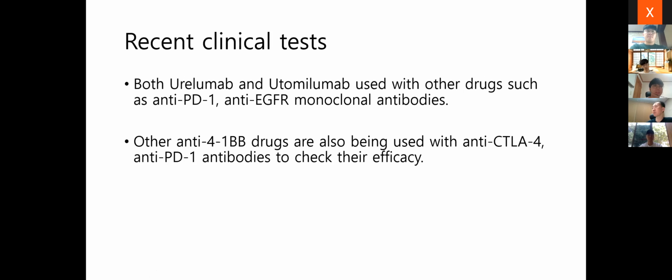In recent clinical tests, both urelumab and utomilumab are used with other drugs, such as anti-PD-1 and anti-EGFR monoclonal antibodies, to check the efficacy. And not only urelumab and utomilumab, other anti-4-1BB drugs are also being used with other drugs, such as anti-CTLA-4 and anti-PD-1 antibodies, to check their efficacy. This anti-4-1BB drug topic is a very new topic, so many experiments and tests are ongoing. Thank you for your listening.